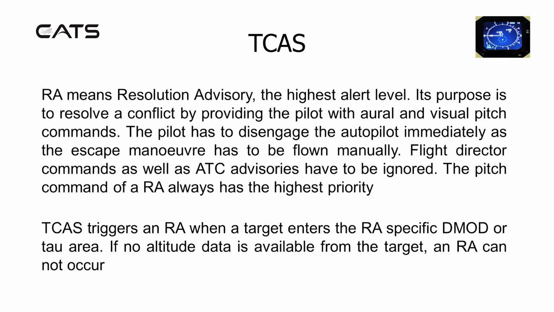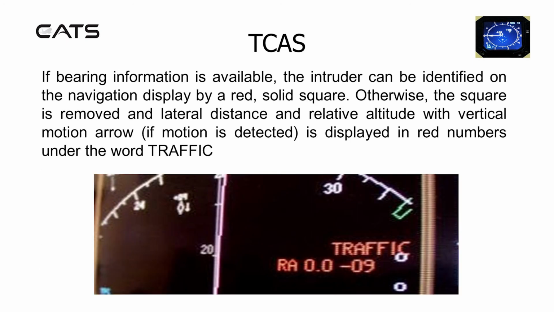TCAS triggers an RA when a target enters the RA-specific DMOD or TOW area. If no altitude data is available from the target, an RA cannot occur. If bearing information is available, the intruder can be identified on the navigation display by a red solid square. Otherwise, the square is removed and lateral distance and relative altitude with vertical motion arrow, if motion is detected, is displayed in red numbers under the word traffic.